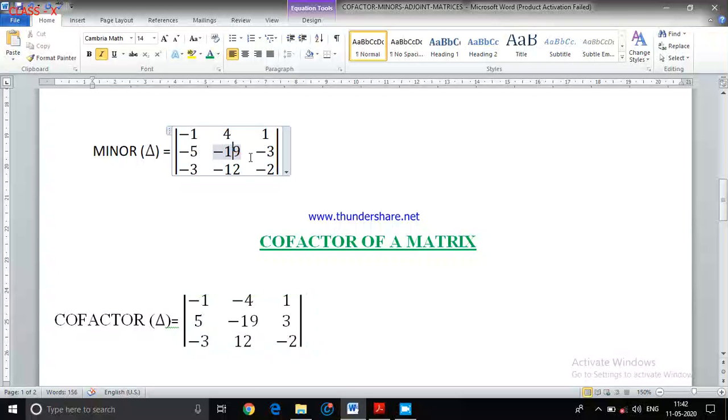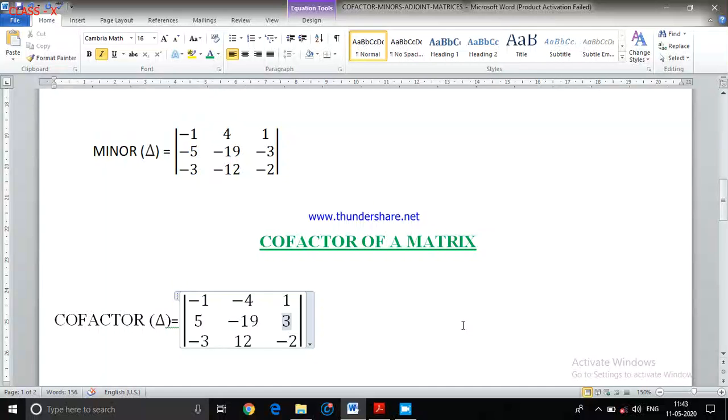And this is A22, minus 19. 2 plus 2 is 4. Even number, no change in the sign. And this is A23. A23 means 2 plus 3, 5. 5 is an odd number. So an odd number has to change the sign. Minus is becoming plus 3. So if i plus j is even, no need to change the sign in the cofactor matrix. If i plus j is an odd number, then I have to change the sign.